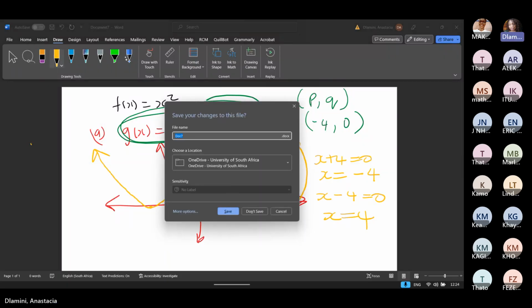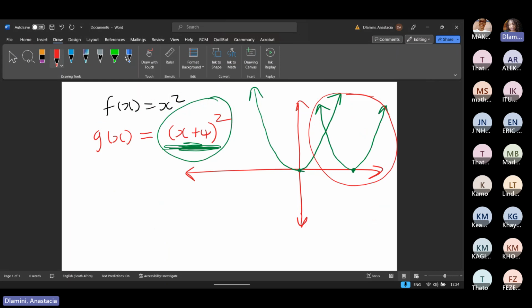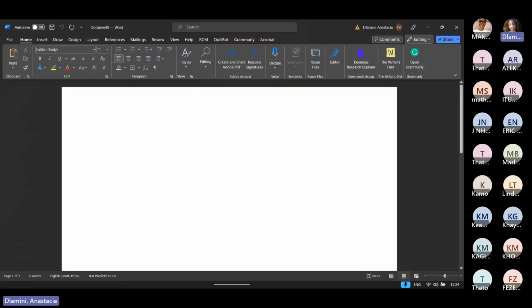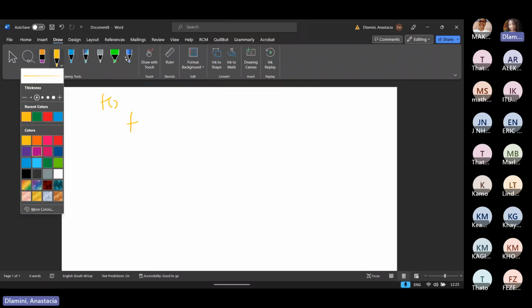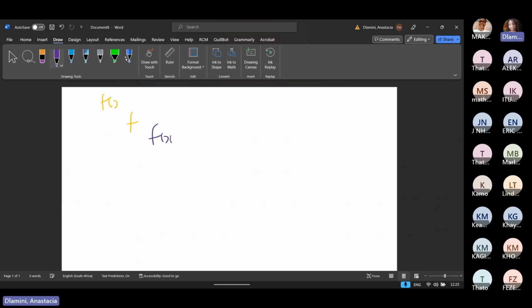Close here, and save, and here. Good. So meaning that now we have f of x. Oh, the yellow color might not be very clear. So we have f of x is equals to x squared, and they want us to sketch f of x is equals to x minus 2 squared.